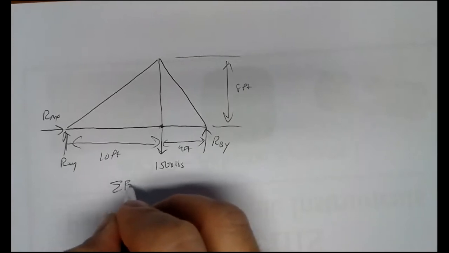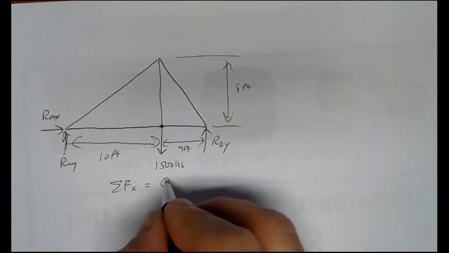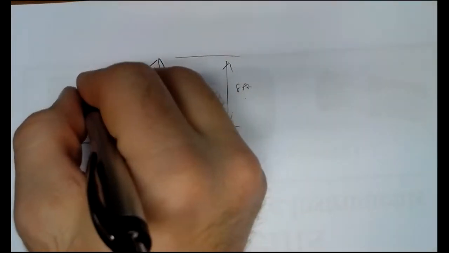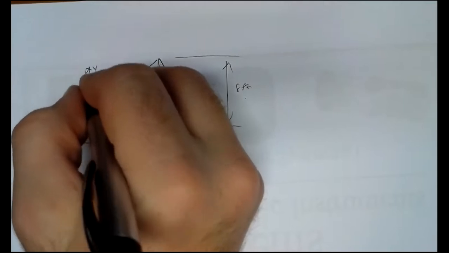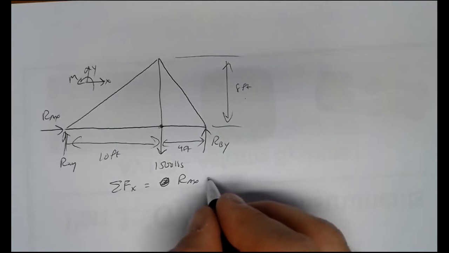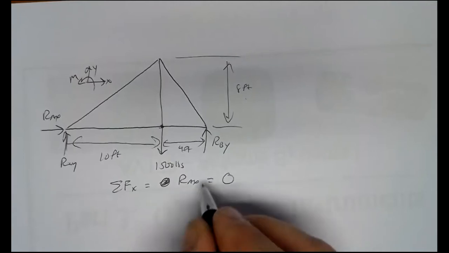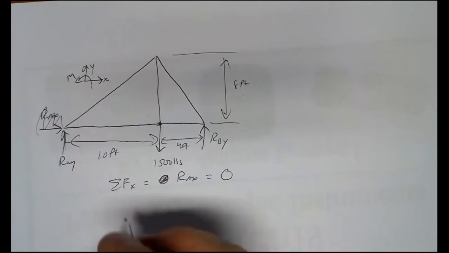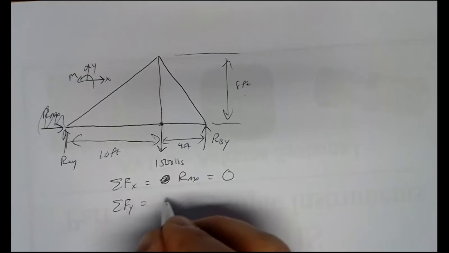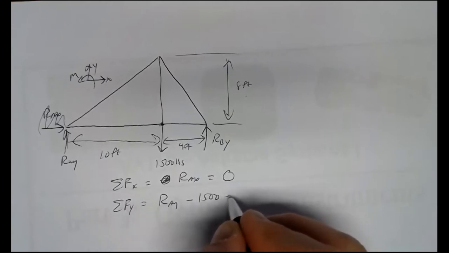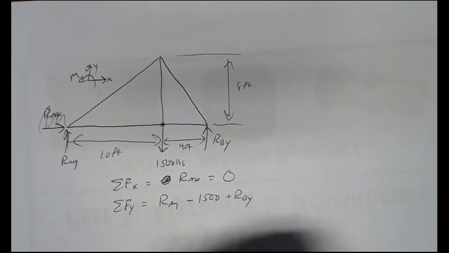supports. Sum of forces in the x direction equals RAX, positive. Don't forget your coordinate system, x, y, and counterclockwise moments. Well, RAX is the only force in the x direction. That's got to equal 0, so no RAX. Sum of forces in the y direction, we've got a positive RAY, we've got a negative 1,500 pounds, and we've got a positive RBY. Equal to 0, but we can't really do anything with it.